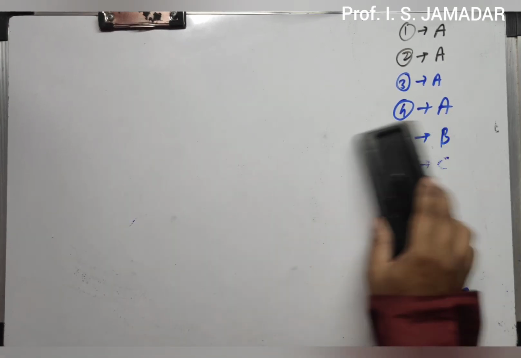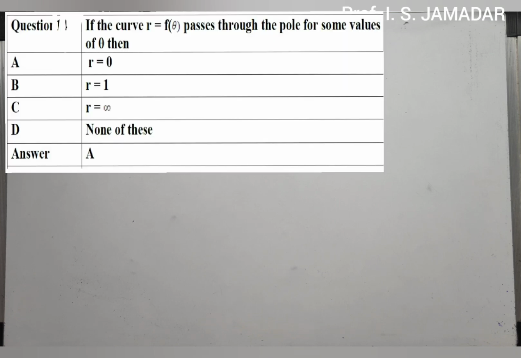Now let's go for the next question. Question number 12. For the curve, it is on the theory part, polar curve. The curve r equal to f of theta passes through pole for some value of theta, then r equal to 0, r equal to 1, r equal to infinity, or none of this.